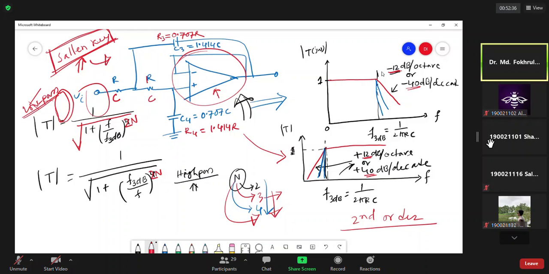The quiz will cover up to the last lecture, I mean up to first order filter. The second order filter will be excluded.